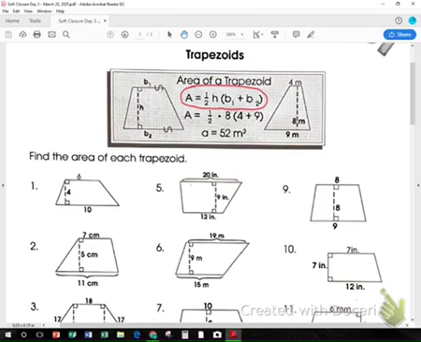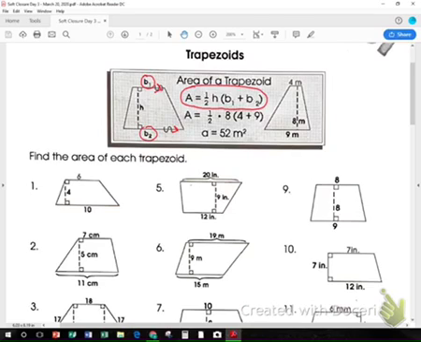Notice it says half of the height, and then in parentheses it says B1 plus B2. If you look at the picture on the left, B1 is the first base, B2 is the second base. So there's two bases, and they're the lines that are parallel to each other. So you add those two bases. That's the most important thing.